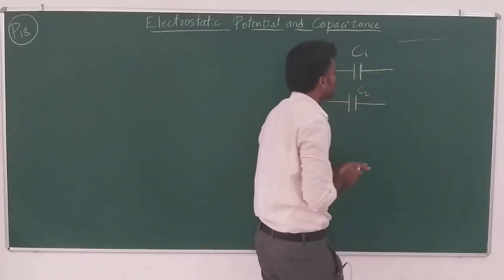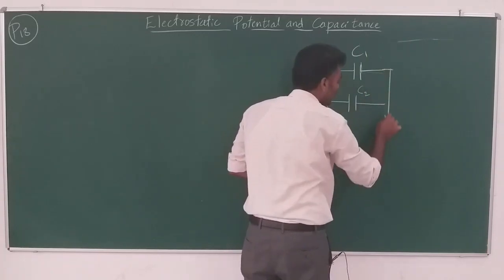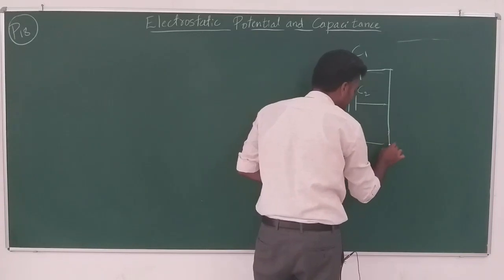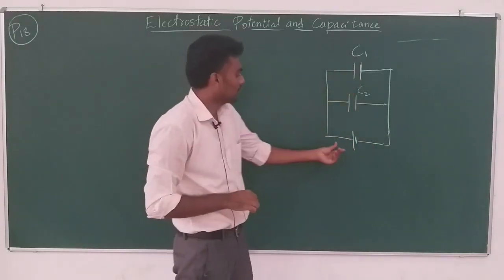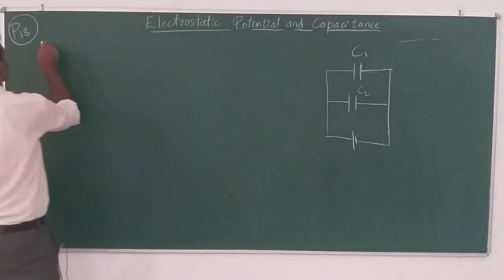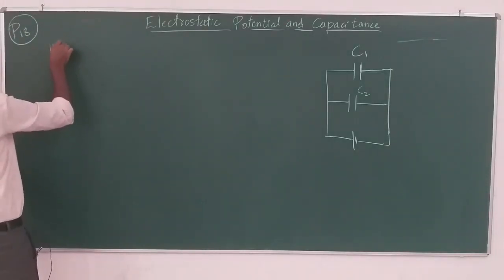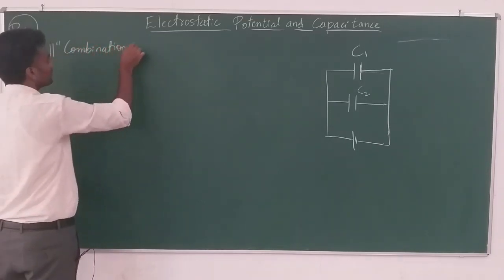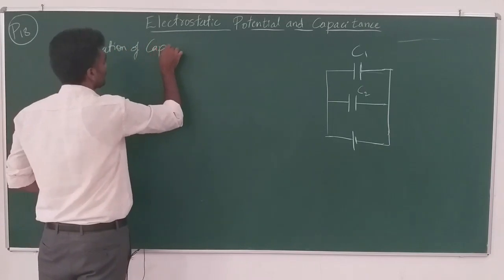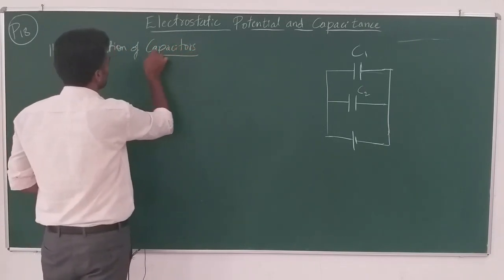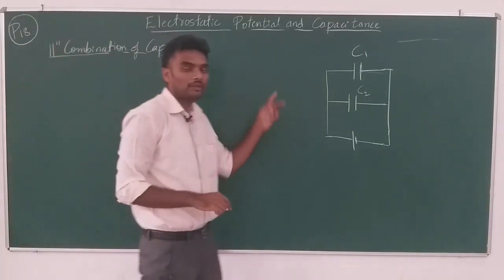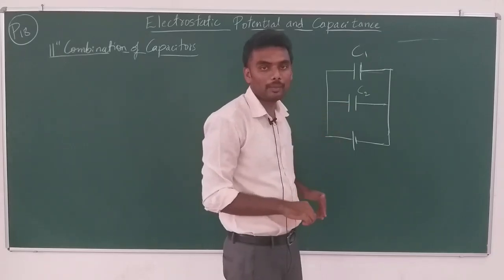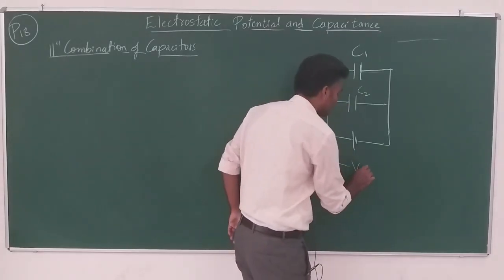Yesterday's discussion was about series connection. So today it's about parallel connection. I'll connect these two capacitors to a battery. Now, the heading is parallel combination of capacitors. Right. So now we have two capacitors of capacitance C1 and C2 connected in parallel to a battery of potential difference V.